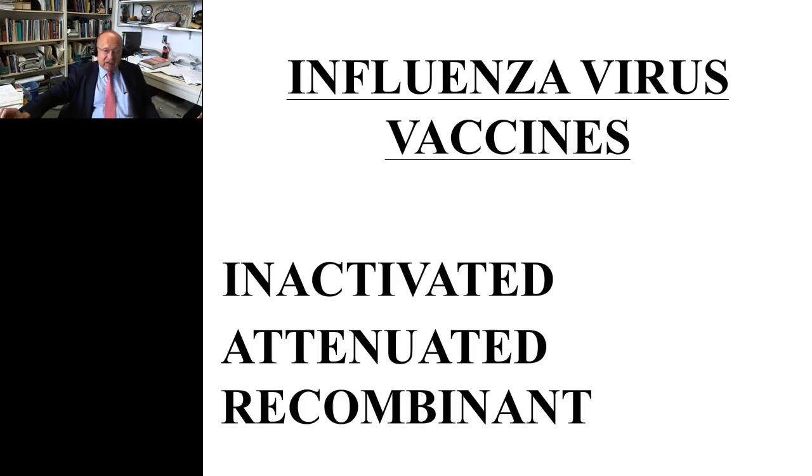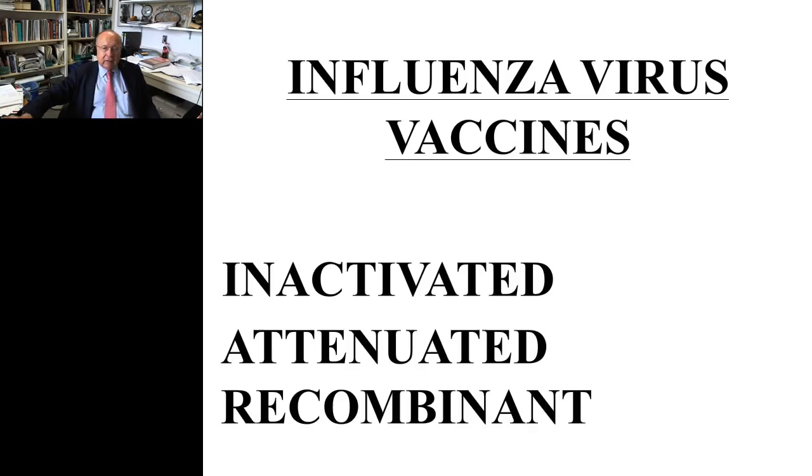And then more recently, a third class of influenza virus vaccines has been FDA approved, and that is a recombinant protein, the hemagglutinin, and that protein is made by baculovirus in insect cells, and it is injected also. This is a quite effective vaccine against the hemagglutinin and therefore against the virus.